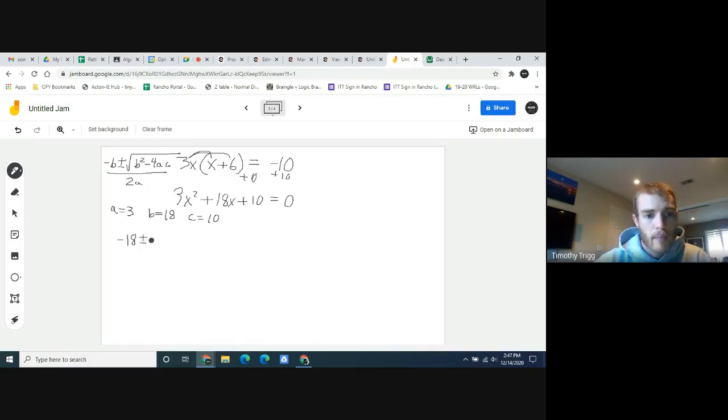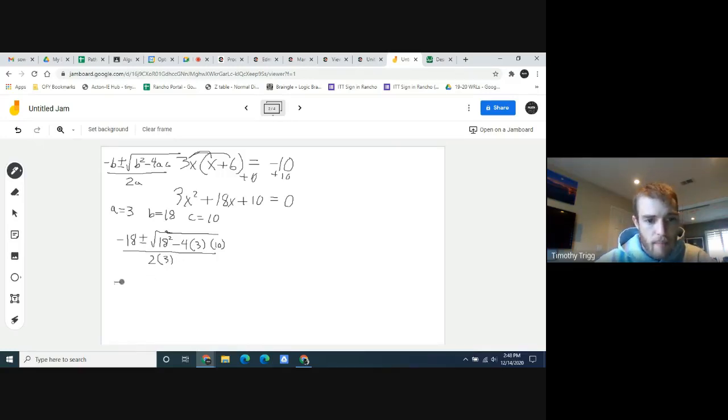plus or minus the square root of b squared. So that's 18 squared. You may need a calculator on hand. Minus 4 times a, which is 3, times c, which is 10. All divided by 2 times a. And again, a in our case is 3. So let's start working this out.